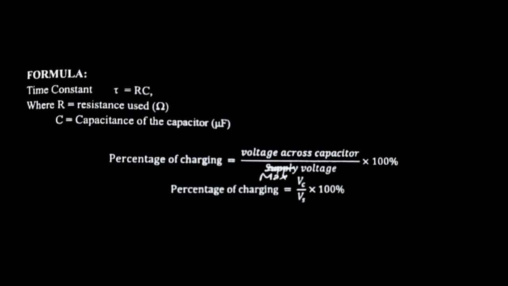The formula that we'll be using in this experiment is: percentage of charging is equal to voltage across the capacitor divided by maximum voltage, times 100%. This gives us how much charge has been accumulated across the capacitor compared to the maximum possible charge. This is important so that we can verify that the tau of our circuit matches the theoretical value of tau, and if it's not matching, we have to find out why.